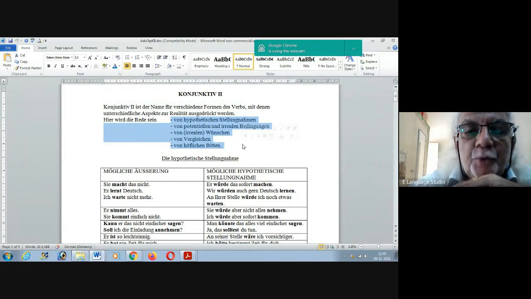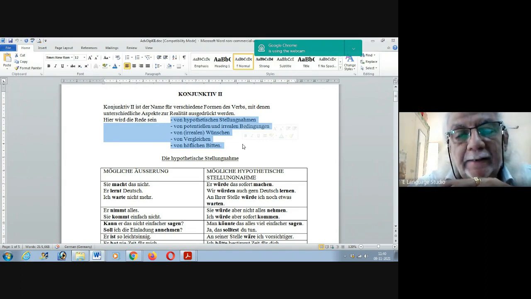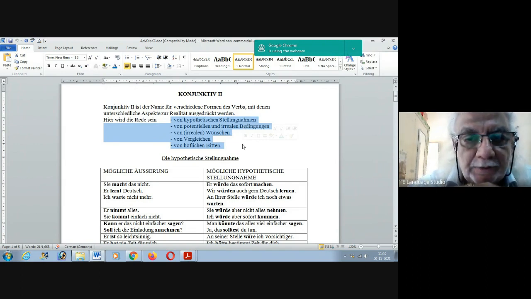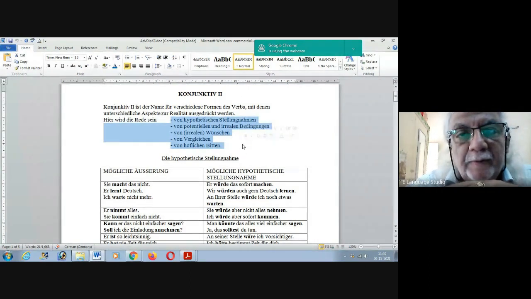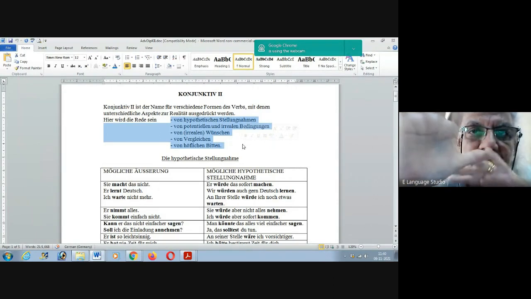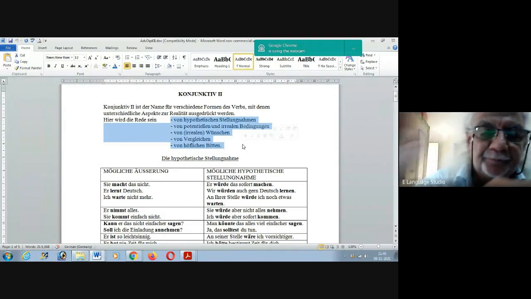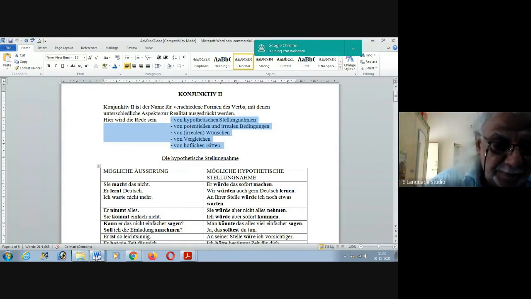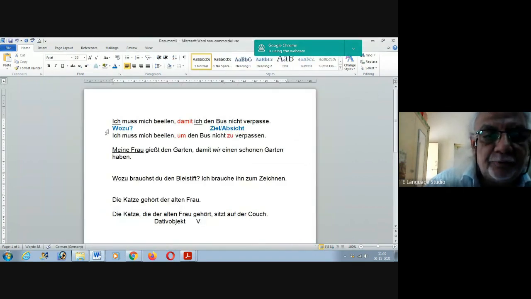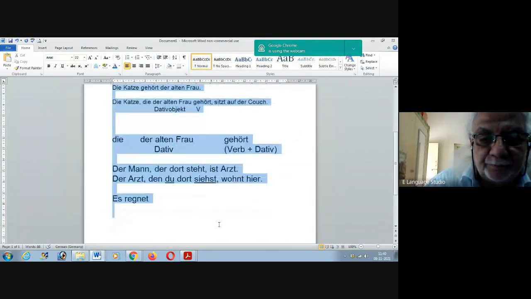Also eine hypothetische Stellungnahme, eine potenzielle oder eine irreale Bedingung, irreale Wünsche, Vergleiche und höfliche Bitten, polite requests. 5 things can be expressed using this structure. Okay, so pause here. How do we form this structure?